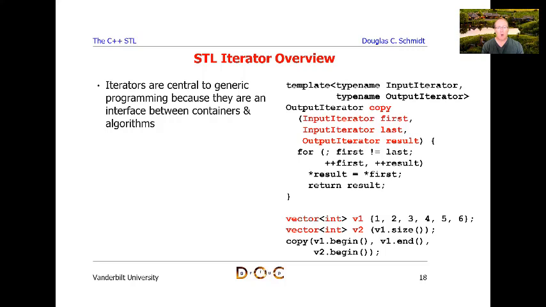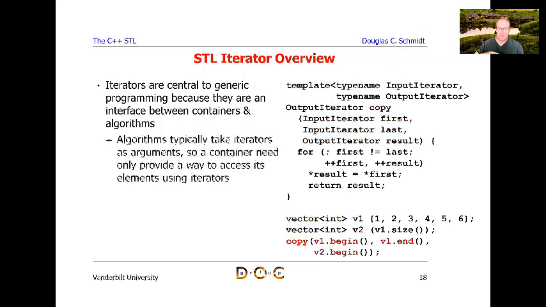Iterators are very, very important for generic programming because they provide the interface or the connection between containers and algorithms. So if you take a look at this example, you can see that we have a couple of containers, vector v1 and vector v2, and we've got the copy algorithm. And as you can see here, the way that those things are connected is not by having copy take in a vector, but instead copy takes in a range from beginning to end. And that is more powerful for a whole bunch of different reasons.